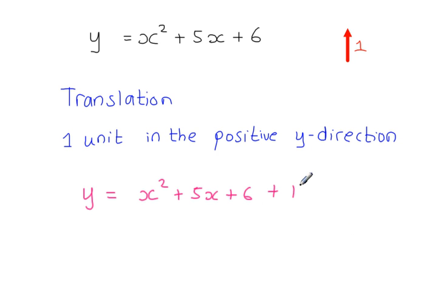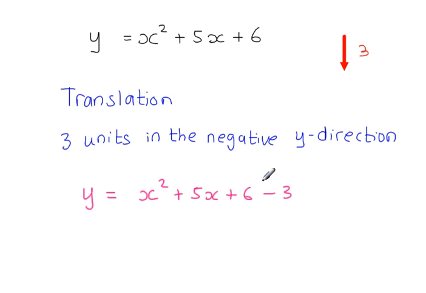That gives you 7. For a translation of 3 units in the negative y direction, start with the original equation of the curve there and subtract 3. Then again you can simplify this. 6 minus 3, you can put plus 3 there. So translations in the y direction are easy.